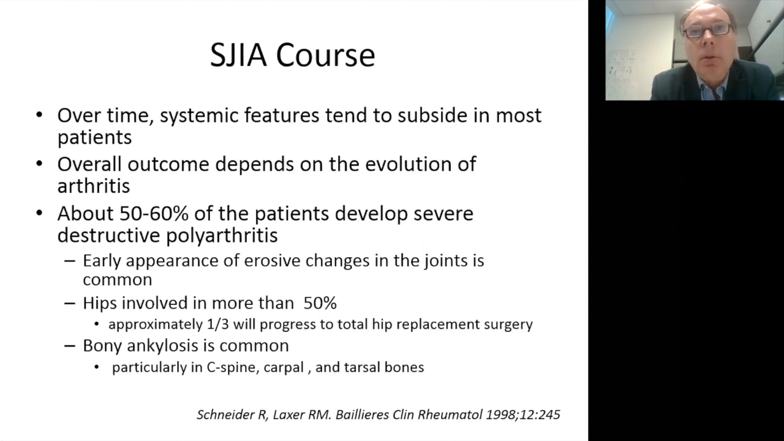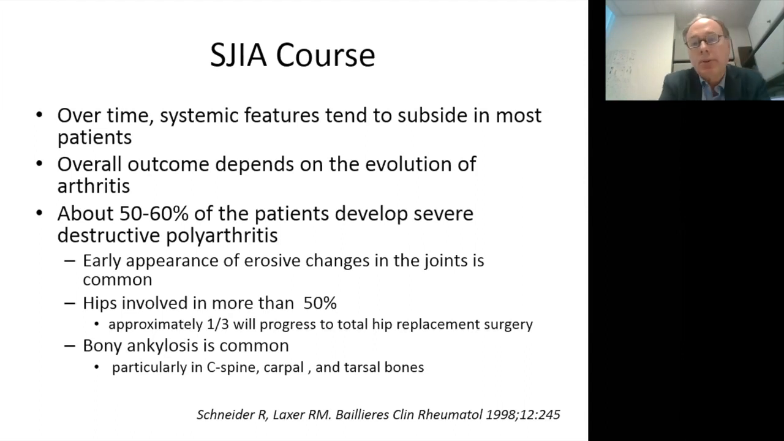Now, in general, over time, these systemic features tend to resolve in the vast majority of the patients. And in fact, what happens long-term to these kids mainly depends on whether this massive systemic inflammatory response that looks like sepsis to us settles down in the joints. And if it happens, then these patients develop very severe, very destructive arthritis. And it happens in approximately 50–60% of the patients. If it happens, we may see some destructive changes in the joints as early as by the end of the 2nd year of the disease.